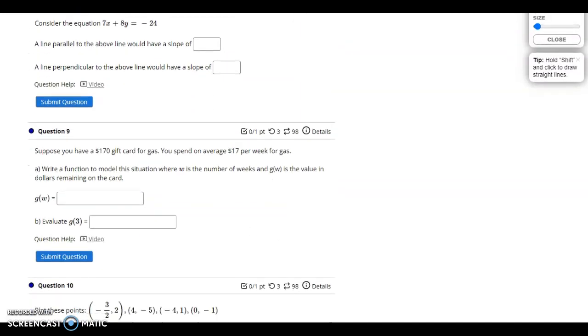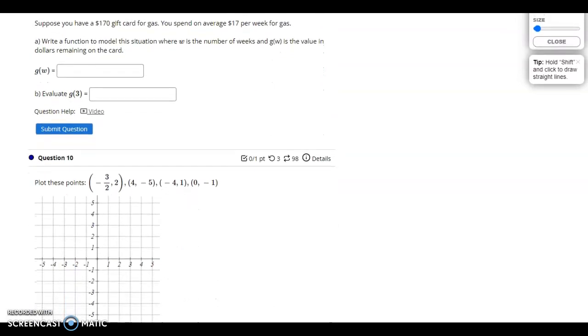Okay. I've talked about parallel and perpendicular. Let's look at this one. We have a $170 gift card for gas. We spend an average $17 per week for gas. Write a function of this model where W is the number of weeks and G of W is the value in dollars remaining. So we know we spend $17 per week on gas, and we have $170.